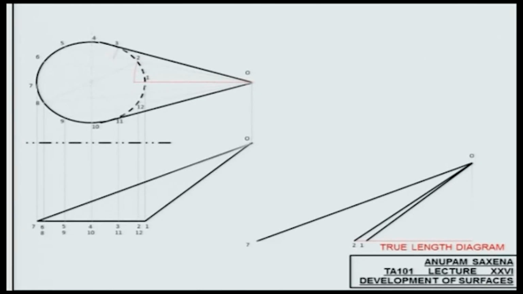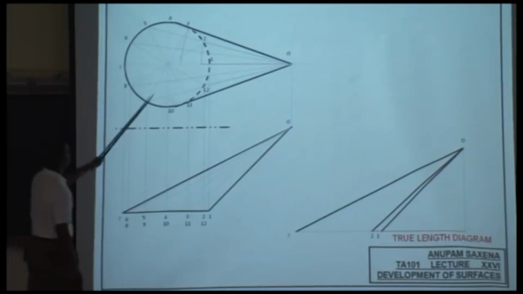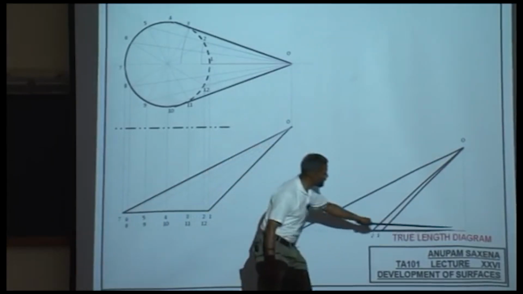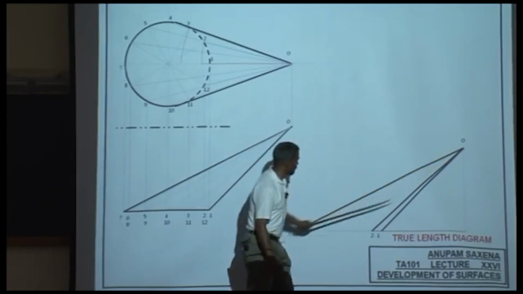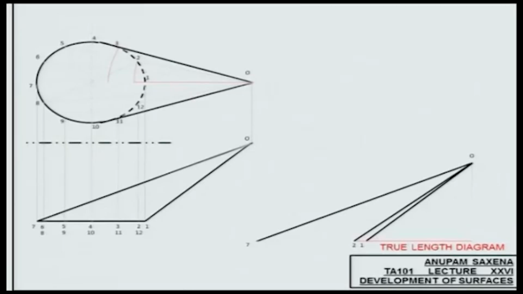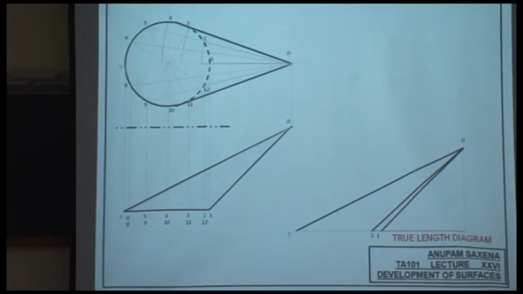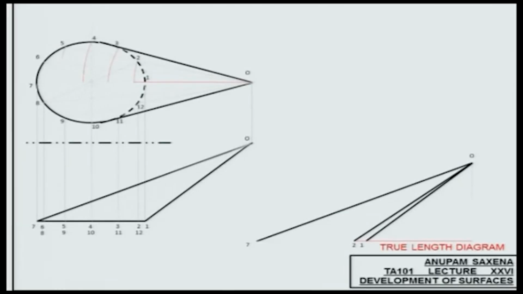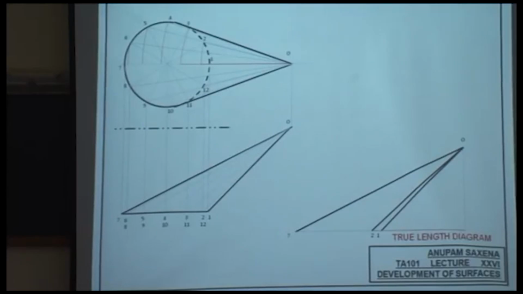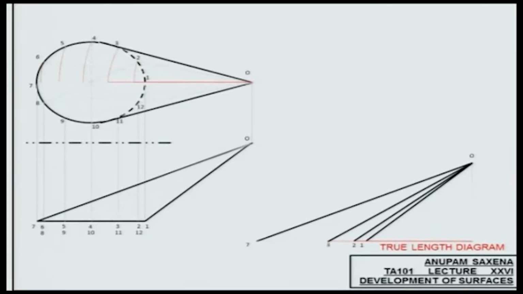Likewise, 0,3: measure this length, transfer it down here, and join vertex 3 to 0, and that will give you the true length of 0,3. The same procedure applies for 0,4, 0,5, 0,6. Simple method of rotation. Measure these, transfer them onto the true length diagram. That's in true length. That's in true length. That's in true length. And that's in true length.